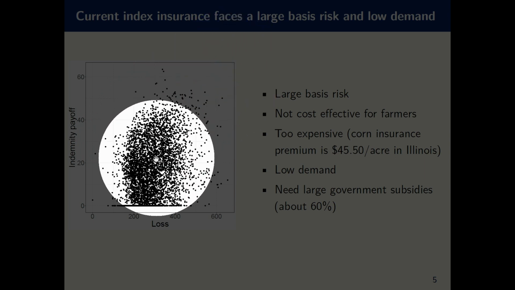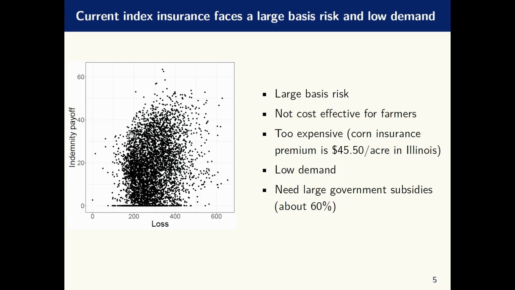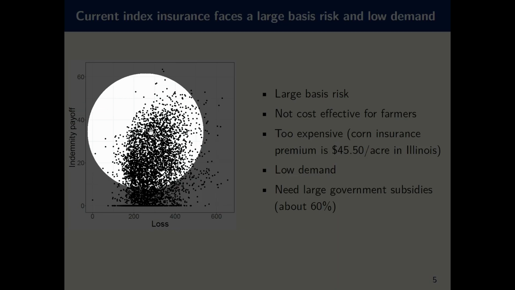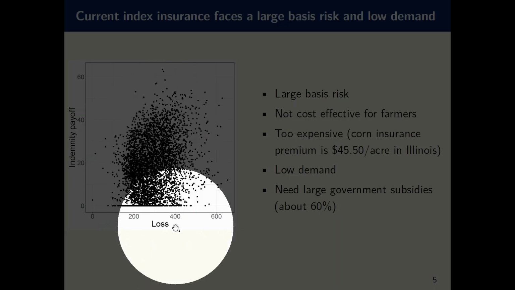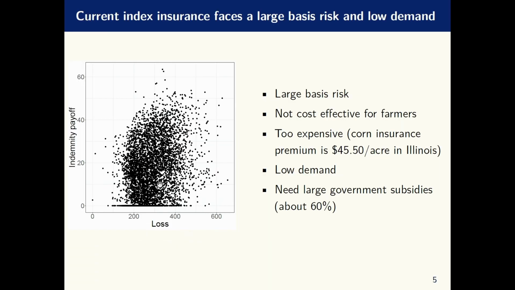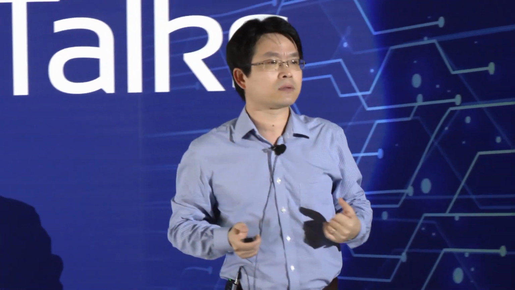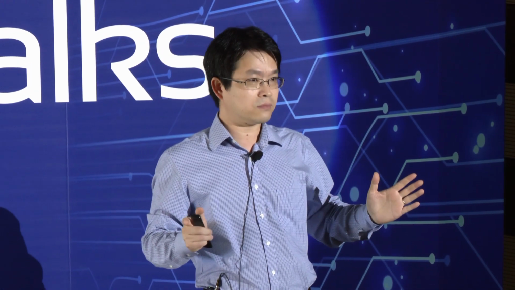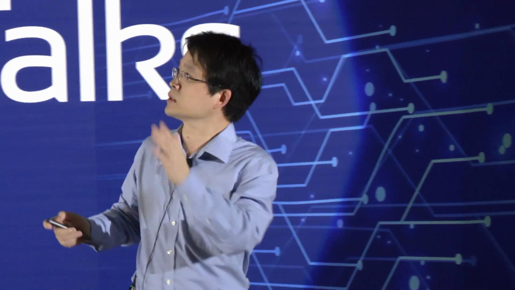And if you look at this figure, obviously it's not the case. The insurance payoff is kind of independent of the product loss. And that's what we call basis risk in the insurance literature. That means farmers pay lots of premium, but the coverage is not good. So this insurance is not cost effective for farmers.